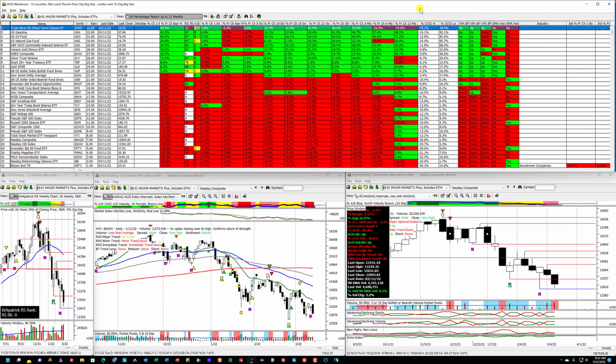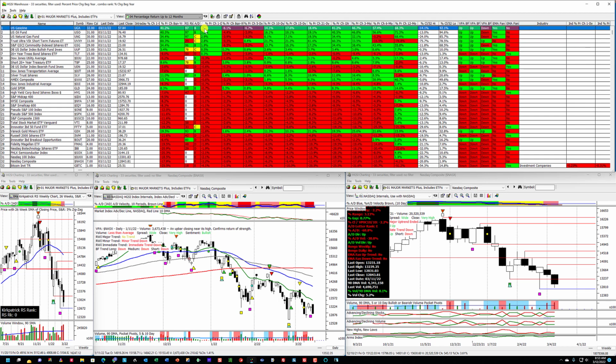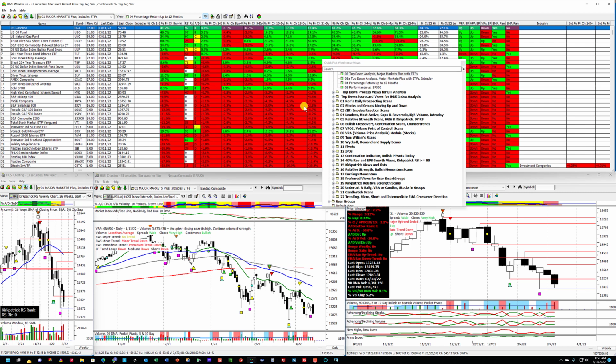So this is good information. It's just a quick read. That's view number 4. If you want to see any other time period here, you can just sort on that column. Here's the percentage price change 1 day, etc. You can do this with stocks also. You don't have to just do it with this.